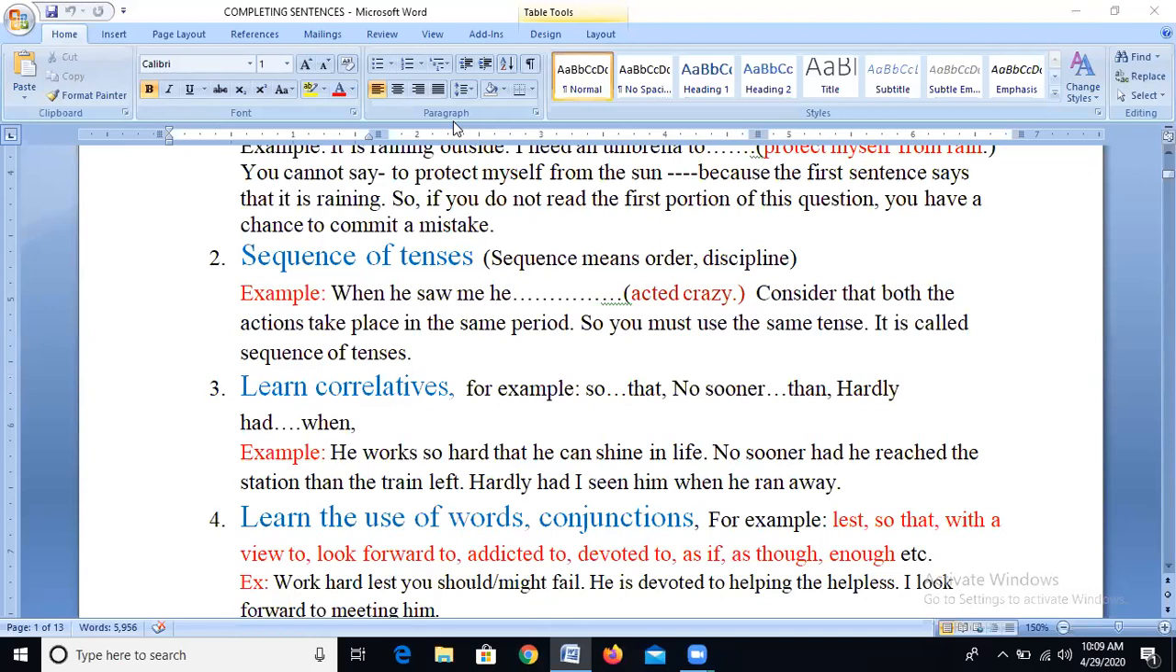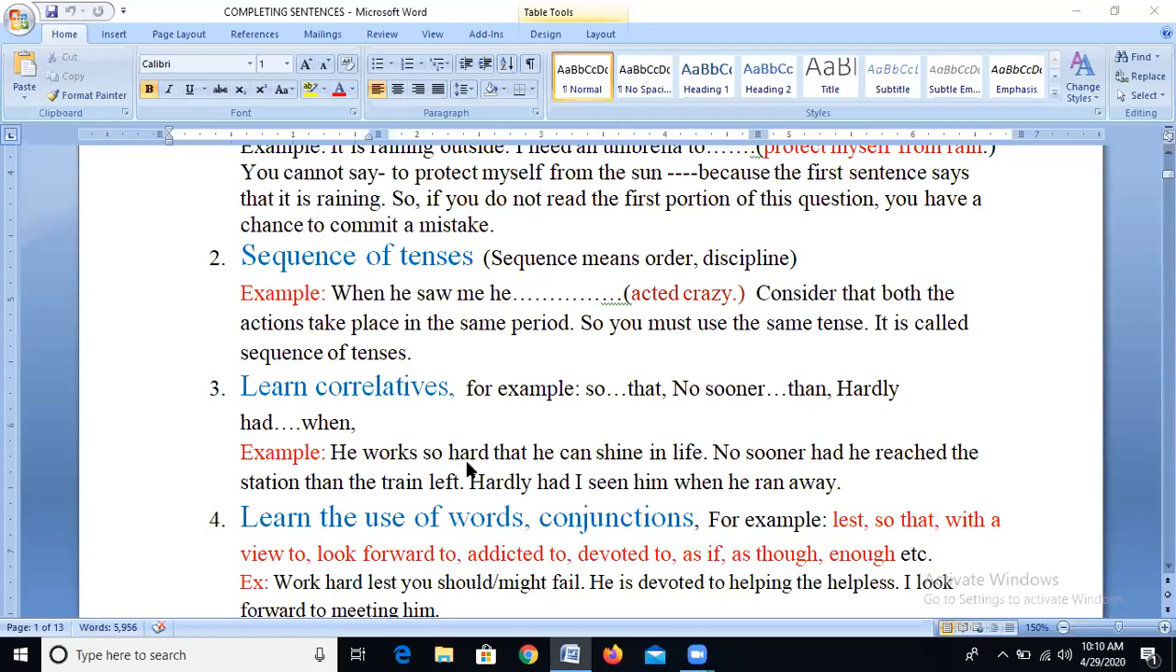Then hardly had dot dot when. So these are correlatives. And while you will use these correlatives, you must maintain the sequence of tense. And you have to have some knowledge of the behavior of these correlatives. For example, I have given here some examples for your sake.